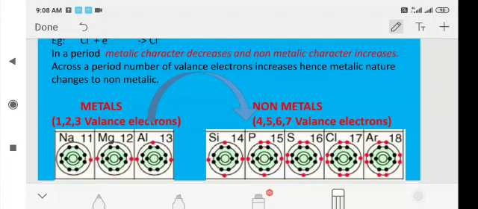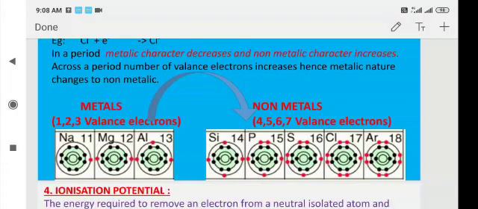And one explanation I have written here: across a period the number of electrons increases, hence metallic character changes to non-metallic character. That is the explanation. So read these points again and again, so that things will be clear for you.